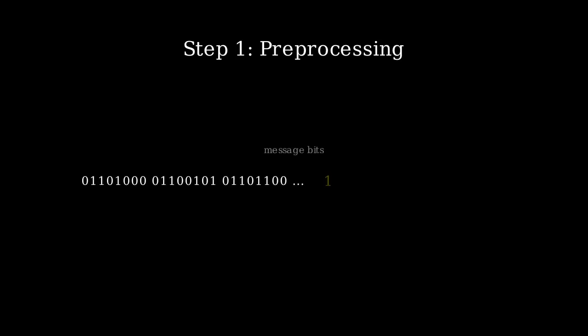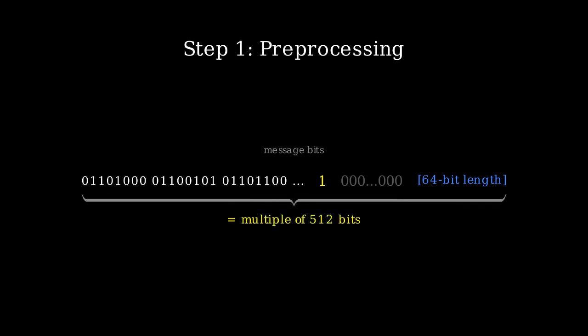Let's walk through the process. First comes preprocessing. We take the message and append a 1 bit, followed by enough 0 bits so that the total length is 64 bits short of a multiple of 512. Then we append the original message length as a 64-bit number. This ensures every message has a unique padded form.